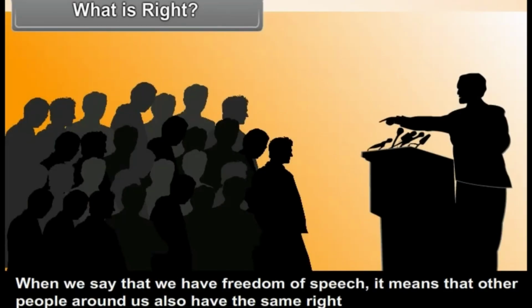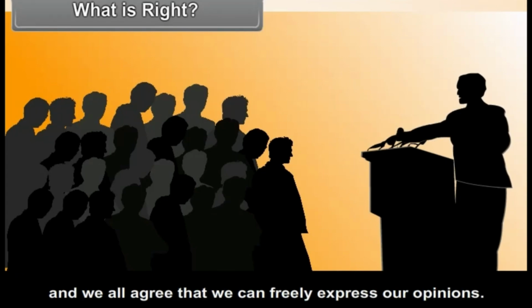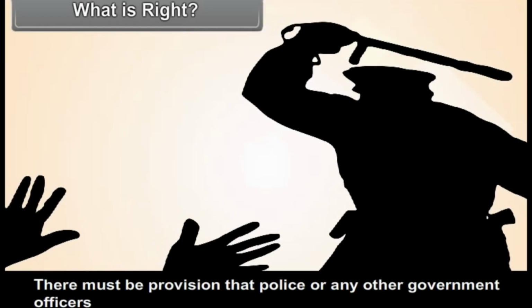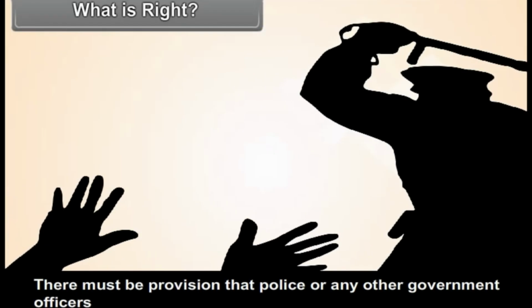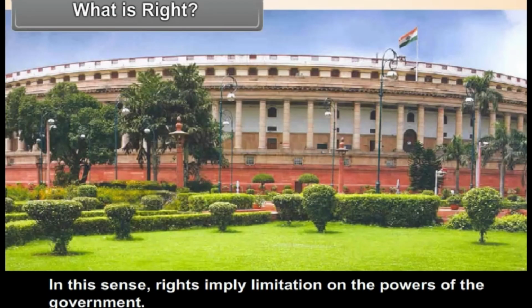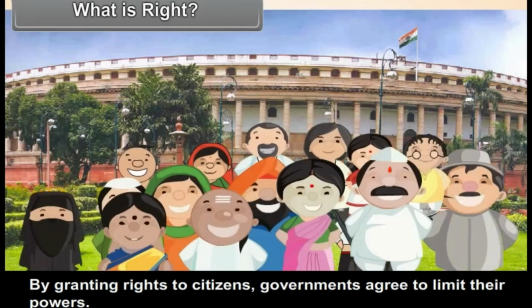When we say that we have freedom of speech, it means that other people around us also have the same right, and we all agree that we can freely express our opinions. Then, there must also be legal provisions for protecting the freedom of speech. There must be provision that police or any other government officers cannot unnecessarily restrict our right to express our views. In this sense, rights imply limitations on the powers of the government. By granting rights to citizens, governments agree to limit their powers.